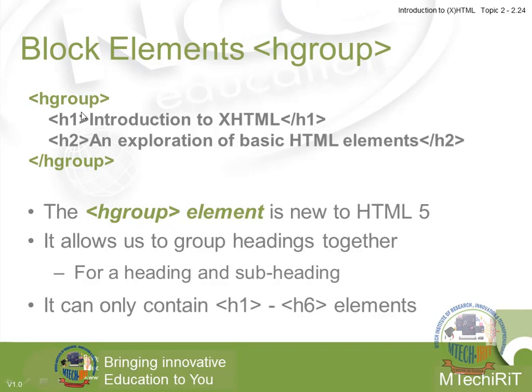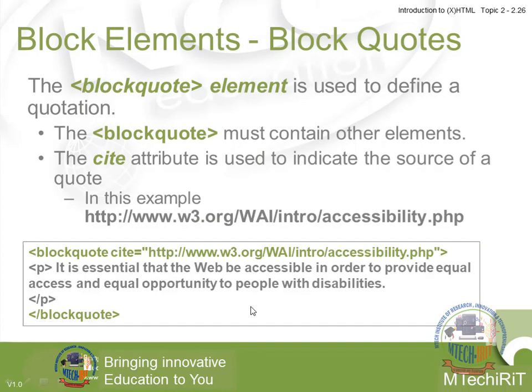Now hgroup. As you can see, we also have an element new to HTML5. It allows users to group headings together for heading and subheading. It only contains H1 to H6. We have again the blockquote element, used to define a quotation. Blockquote must contain other elements. The cite attribute is used to indicate the source of the quote. As you can see, here is an example.